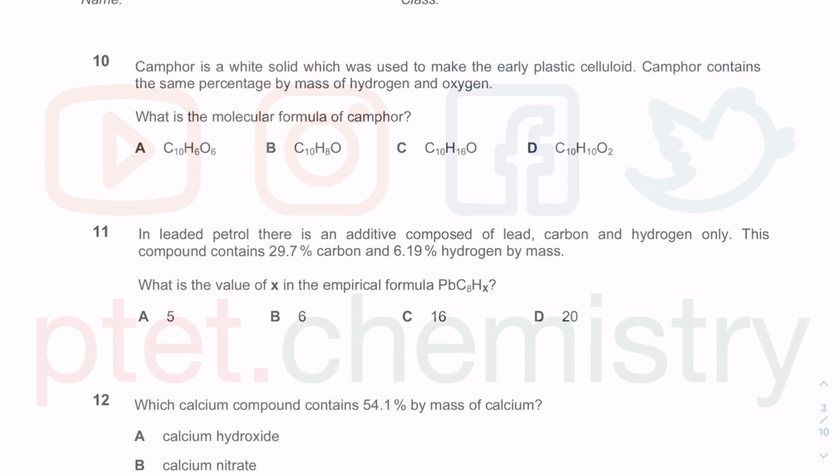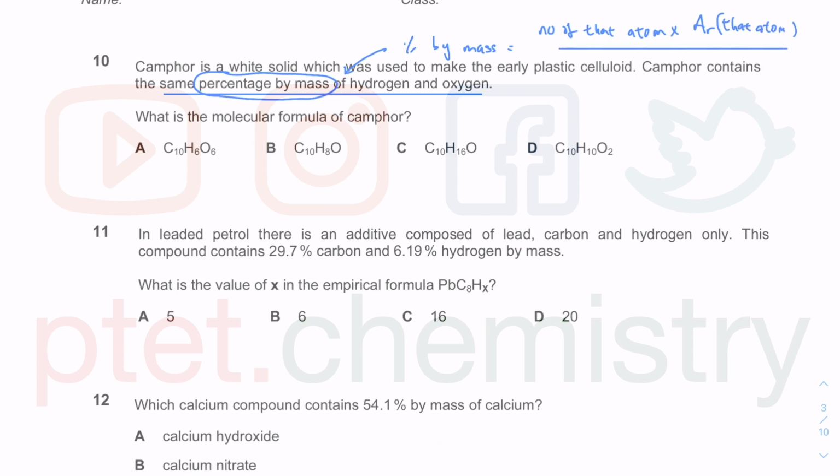Number 10, so camphor is just a white solid that contains the same percentage by mass. This is stated in the syllabus, how to calculate percentage by mass. Percentage by mass is basically the number of that atom multiplied by the relative atomic mass of that particular atom that you want, divided by the total Mr, times 100%.